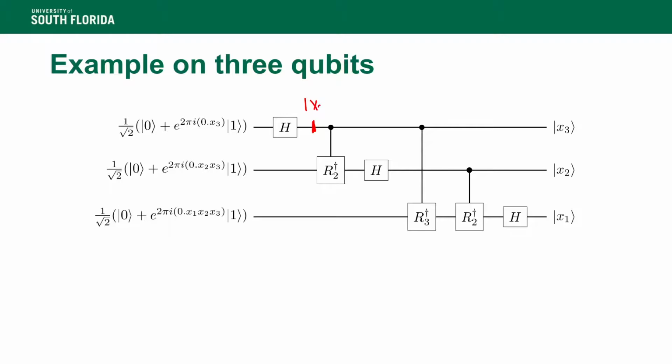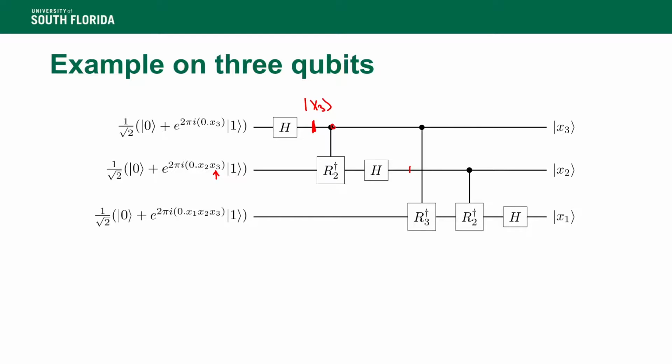We have x3, okay? Now, what we want to recover is the state x2. We would like to have it here. However, first, we need to remove x3 if x3 equals 1. If x3 equals 0, then we have our state 1 over square root 2 (0 plus exponential 2 pi i 0.x2 times 1), which after Hadamard transform would get us exactly x2.